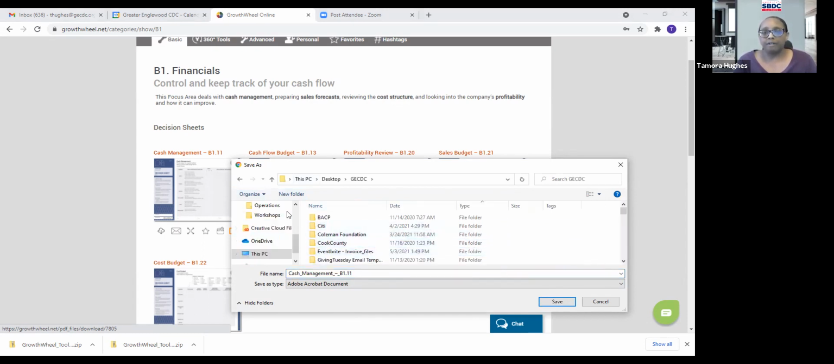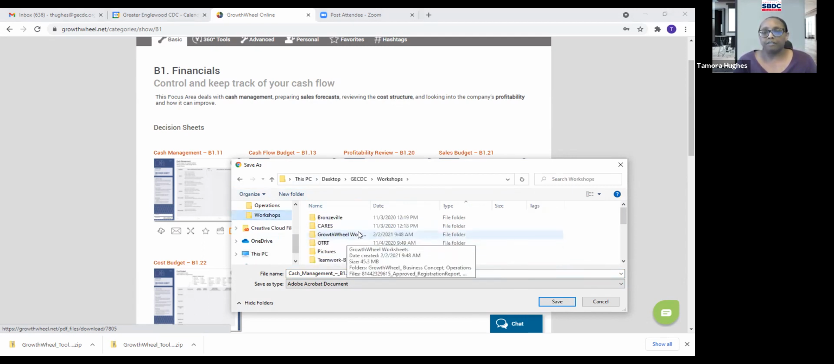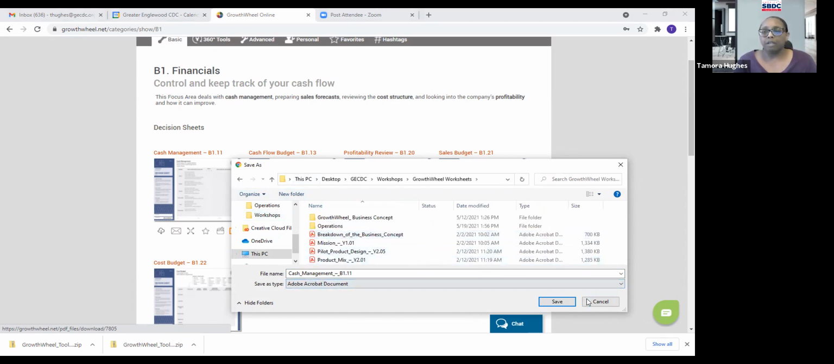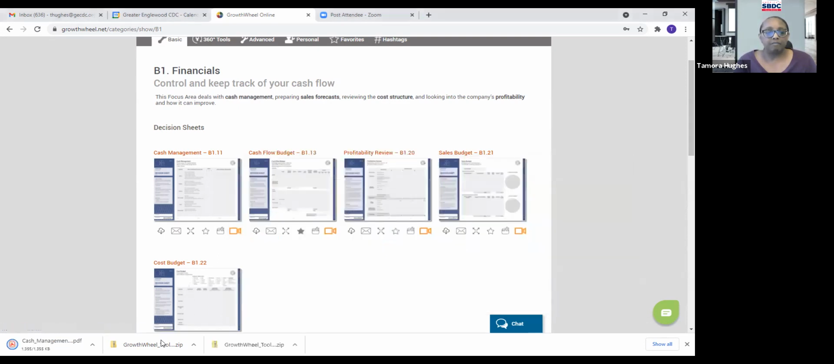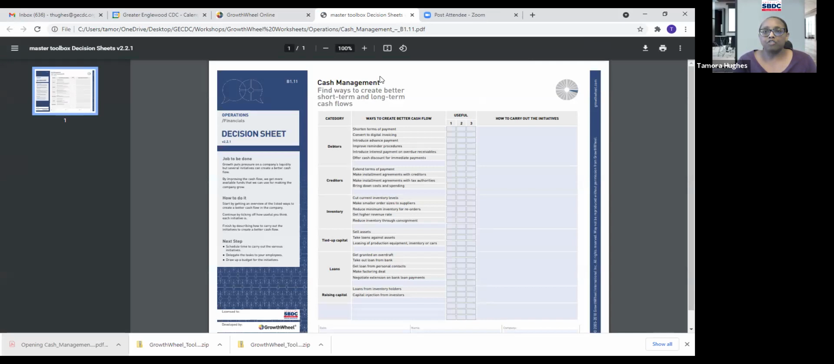So this is how we would download it and that you would have access to it. So for operations, we're going to do the cash management, and I've already saved it. So I'm going to open it up as a PDF. And as it opens, you'll be able to see. And so I'm going to make sure that I'm sharing my screen again. So I may need to do a new share just in case.